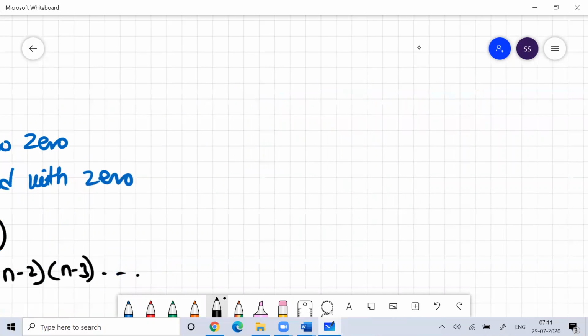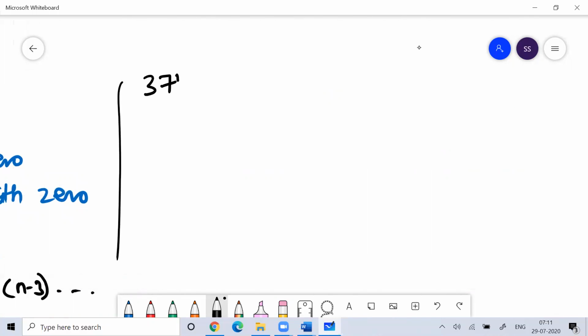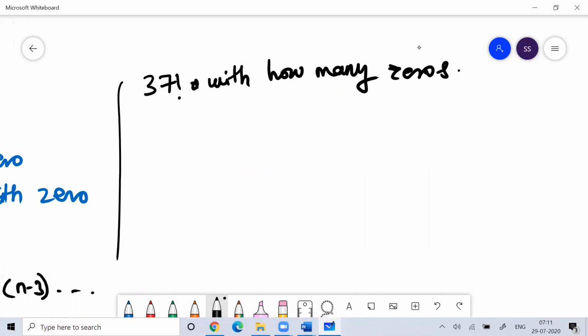Suppose I ask you, 37 factorial ends with how many zeros? The answer is not 7. You need to count how many fives are there. So 5 will come at 35, at 30, at 25, at 20, at 15, at 10, or at 5.